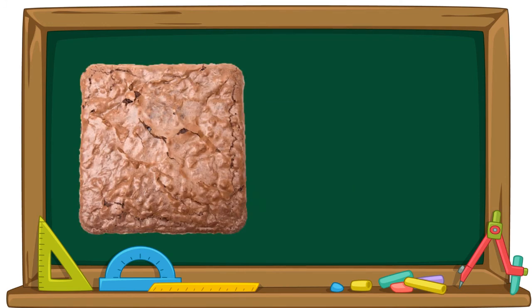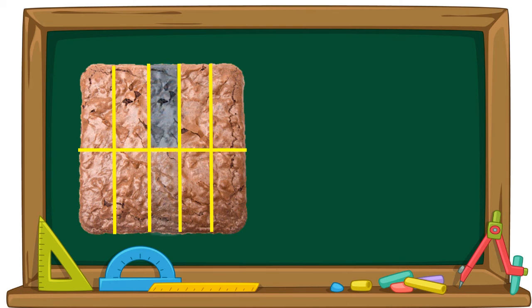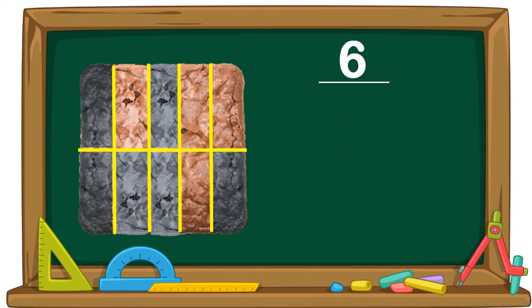Now look at this brownie. I divided this brownie in 10 parts. And I'm going to have 1, 2, 3, 4, 5, 6. That is the number that I'm going to write up. And then I have to count all the parts, in this case 10 parts. So this fraction is six tenths.